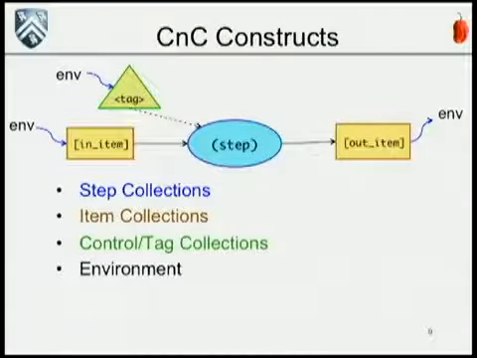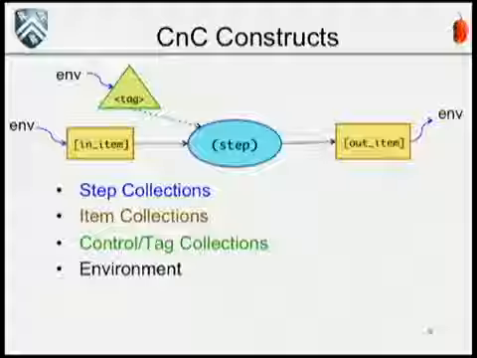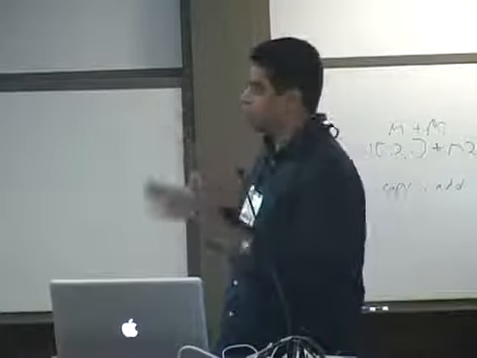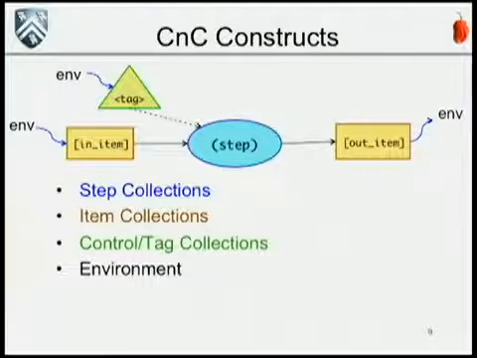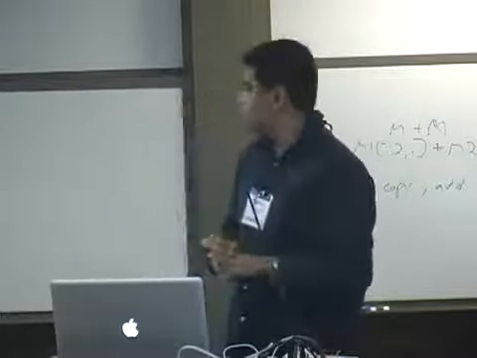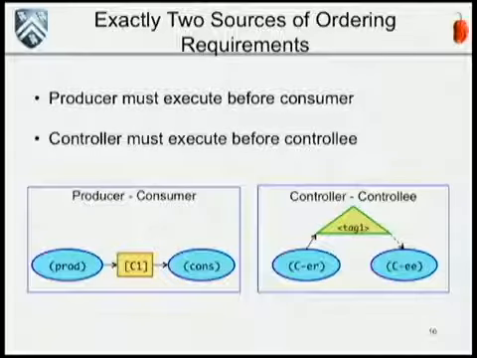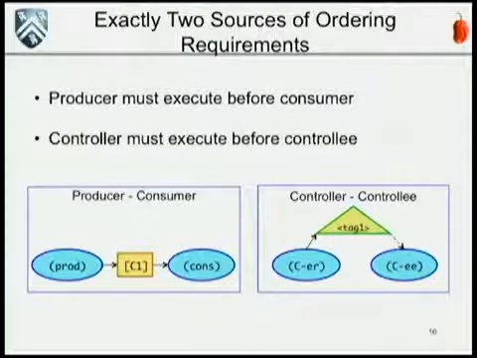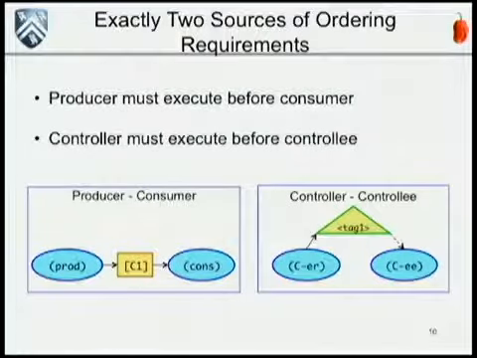And you need a tag collection or control collection, according to CnC, to spawn this step. Or in CnC terminology, it's called prescribing a step. So these are all the constructs you need to define a CnC graph. Once you define a CnC graph, you can let the runtime get loose. Okay, so then the two semantic constraints are producer-consumer, that's on the left, and controller-controllee, that's on the right. So the controller-controllee is when a step executes, it notifies the control collection that, oh, I'm done executing, you can spawn off more tasks. So these are just the two constraints you need.